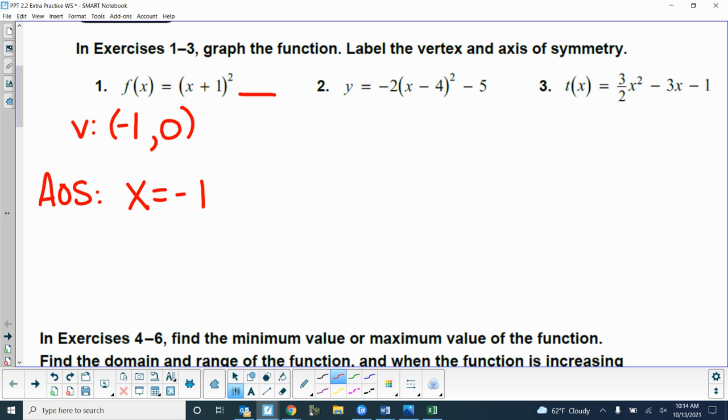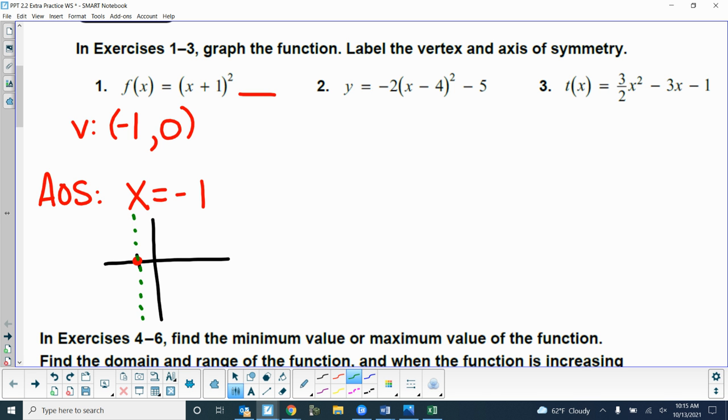And then we're supposed to graph it, right? So if I do a quick graph, -1, 0 would be right there. Okay. And my axis of symmetry is this dashed line through -1. Does it open up or down? Up, right? What's the A value? +1, right? There's no number there. The A value is +1.